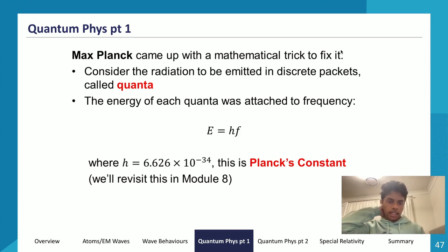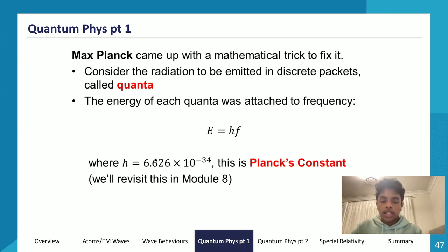So what he did was he considered the EM radiation emitted by a black body to be emitted in discrete packets called quanta. And so the energy of these quanta was attached to frequency. So E is equal to hf: energy is equal to Planck's constant times frequency. And so this is the relationship between energy and frequency. And we'll revisit how to apply this in more detail in module 8. But for now, E equals hf is what we know.